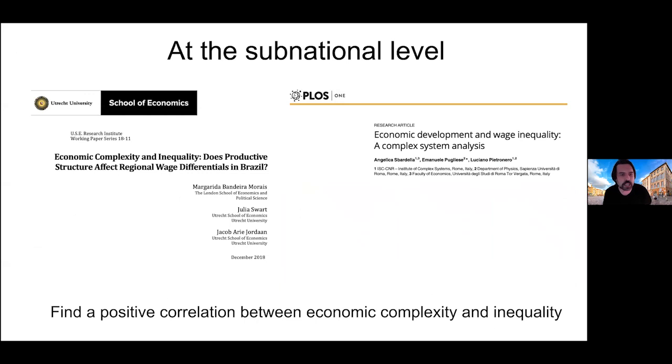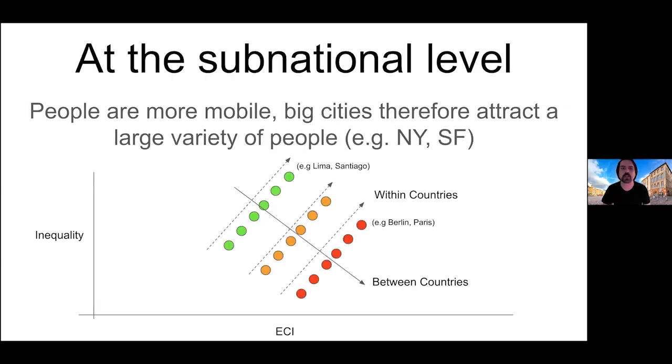At the subnational level, there has been people like Margarida Bandeira and Angelica Sbardella and colleagues that have looked at data in Brazil, looked at data in the United States, and here they find a positive correlation between economic complexity and inequality. So that's interesting. So what might be going on here?